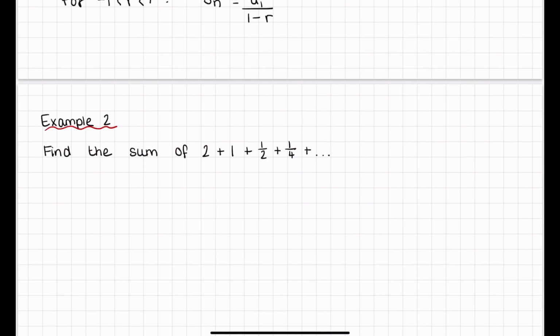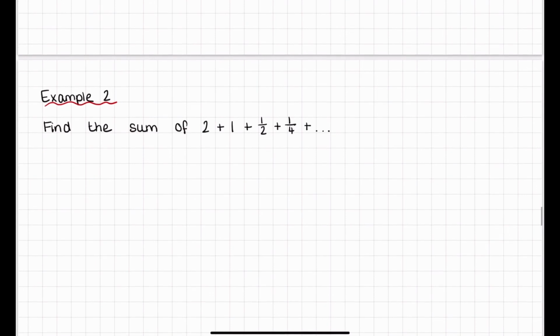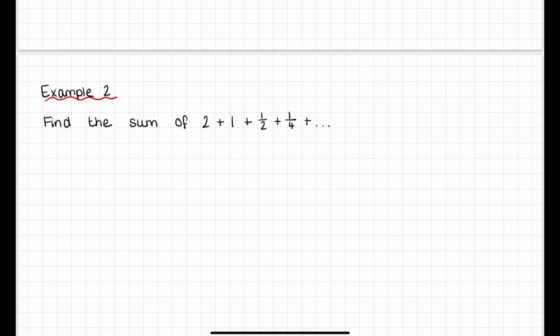So example 2 here, find the sum of 2 plus 1 plus a half plus a quarter plus ... because it's going on forever. But you see here, our numbers every time are halving, so they're just getting smaller and smaller, but they're actually approaching a set value. They'll never go past 0 because we're only adding positive numbers. So let's have a look at what the sum of this would be.